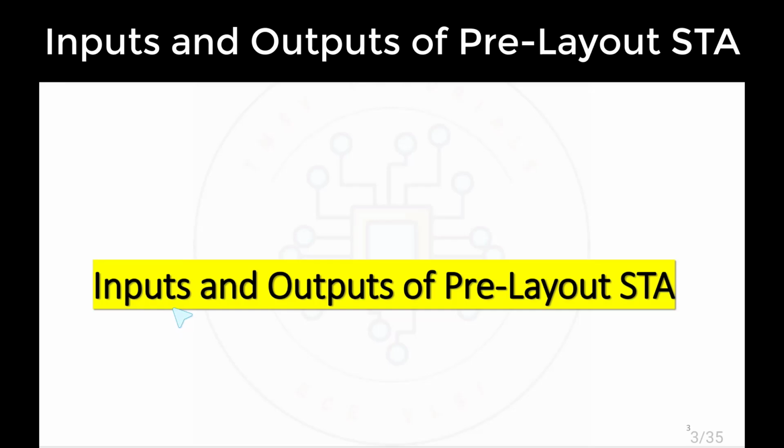Now let us see what are the inputs and outputs of pre-layout static timing analysis. Generally there will be two types. First one is pre-layout, second one is post-layout. Simply, pre-layout means it is before placement and routing. Post-layout means it is after placement and routing.